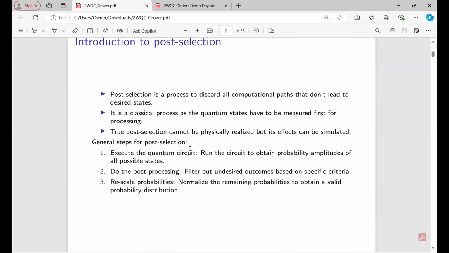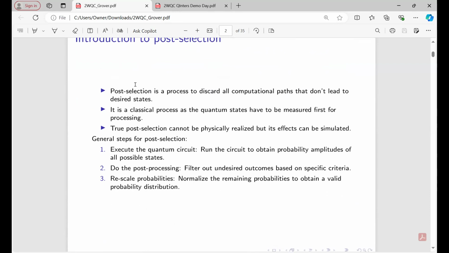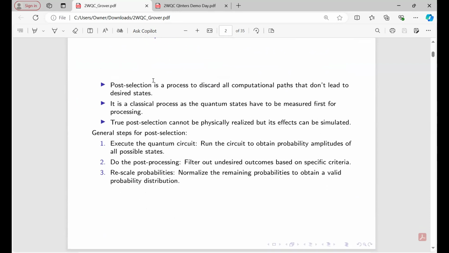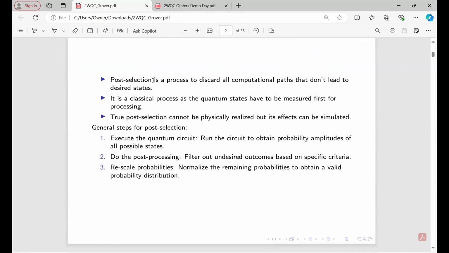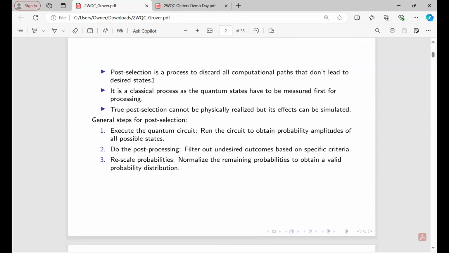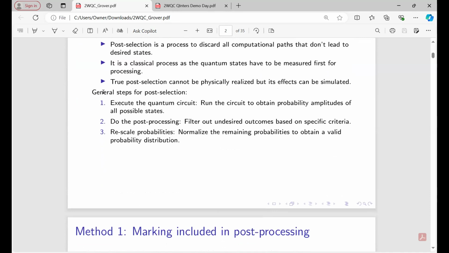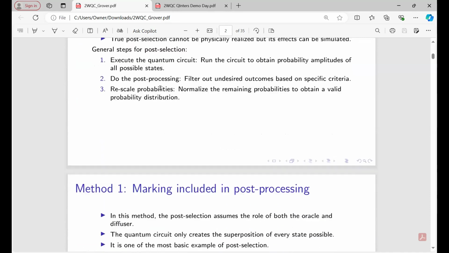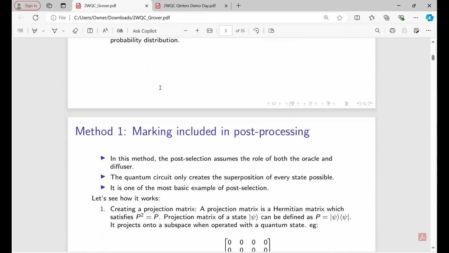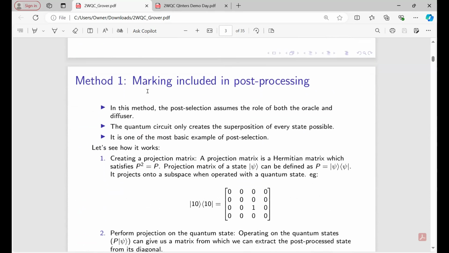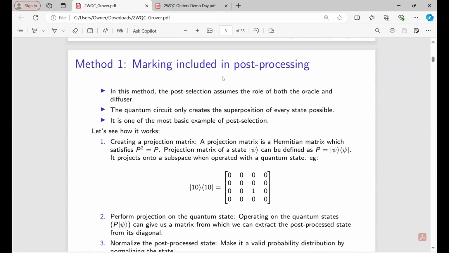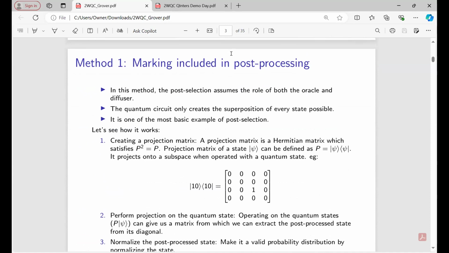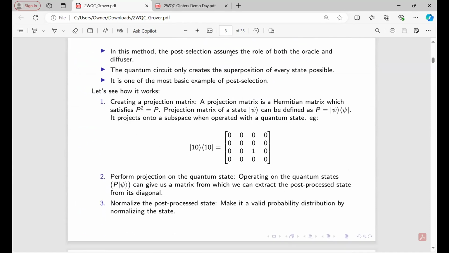Just an introduction to post-selection. It's a process to discard all computational paths that don't lead to the desired state. It's a classical process that can't be physically realized, but we can simulate it. These are the basic steps for post-selection. In this method, post-selection assumes the role of both the oracle and diffuser, and the quantum circuit creates the superposition of every possible state. It is one of the most basic examples of post-selection that we could have used.